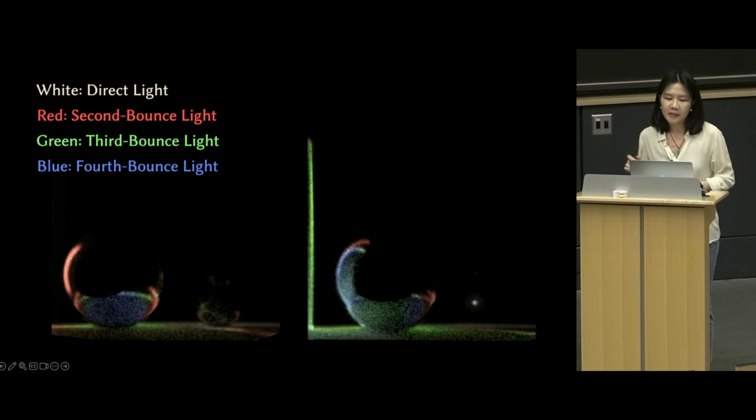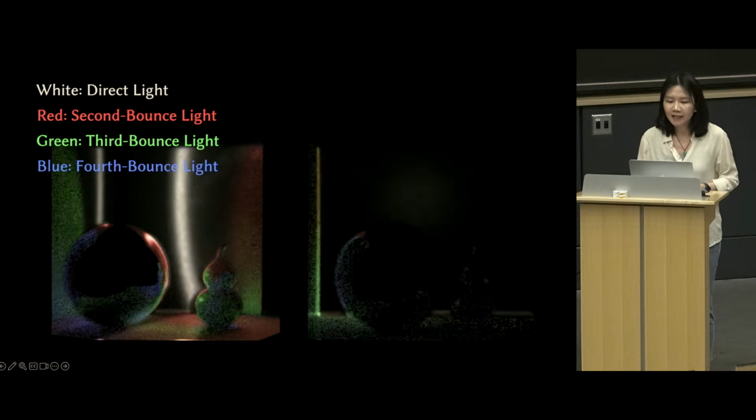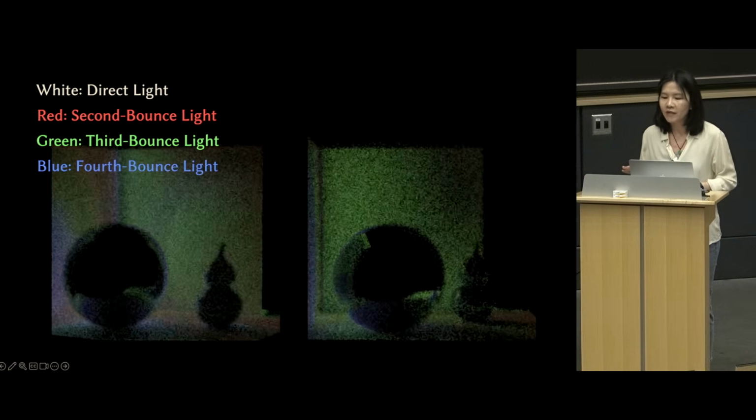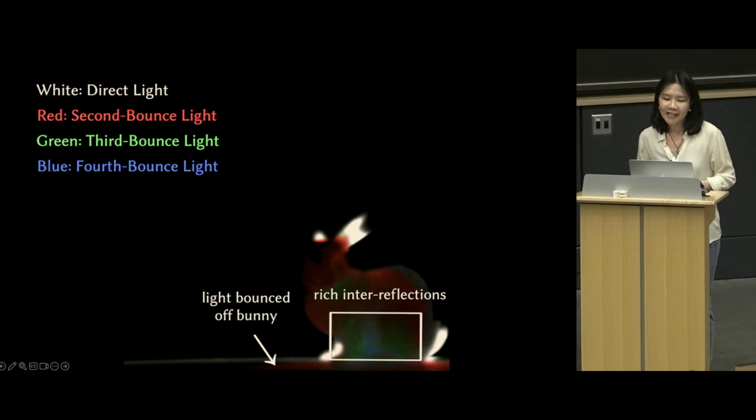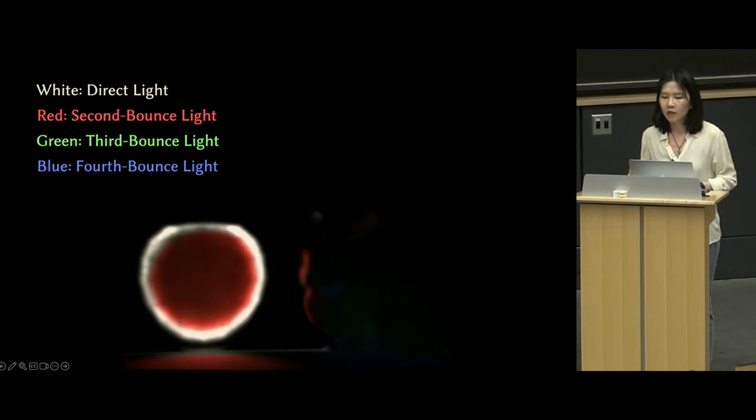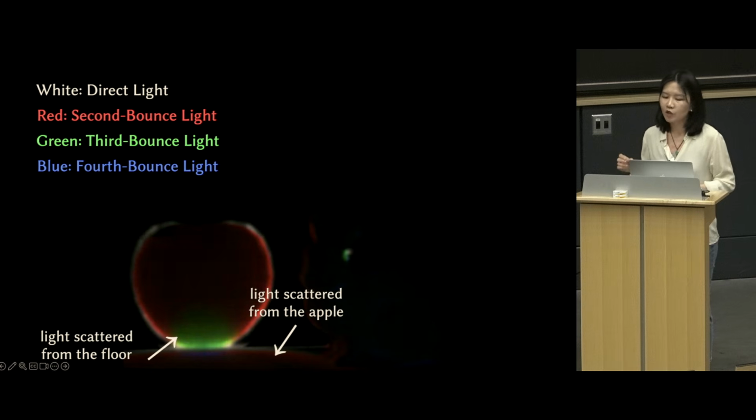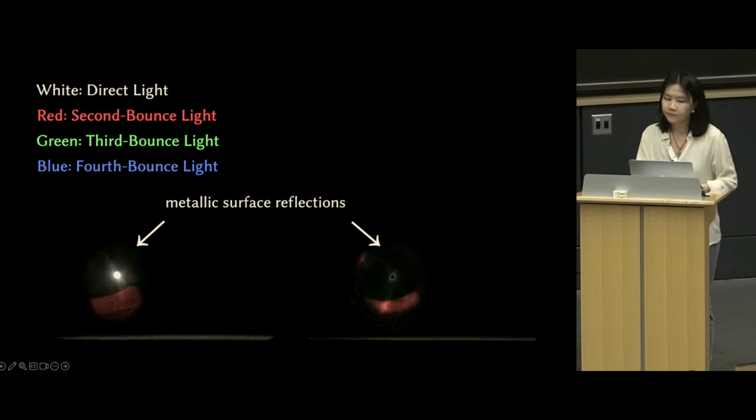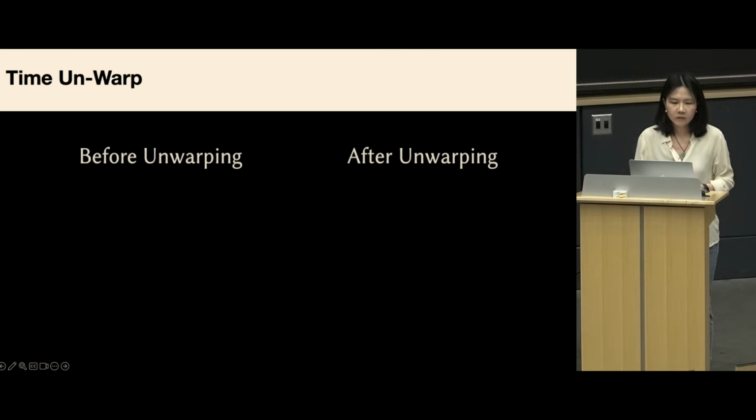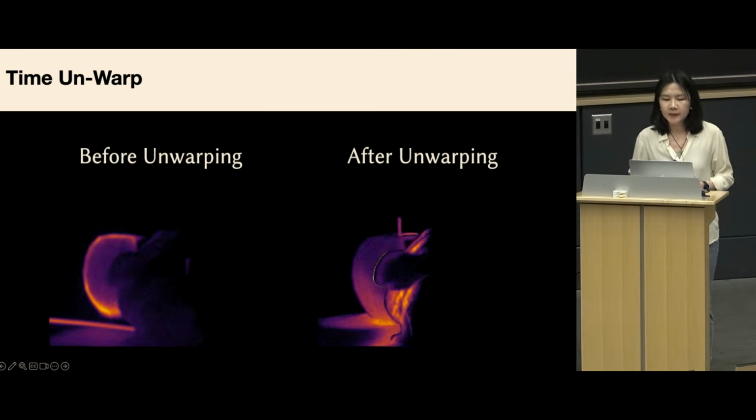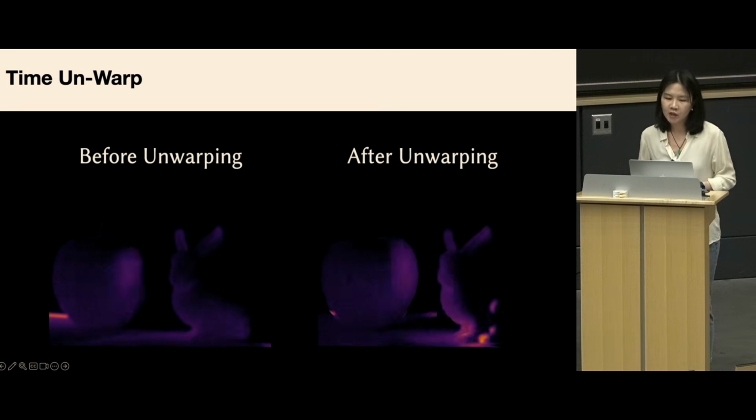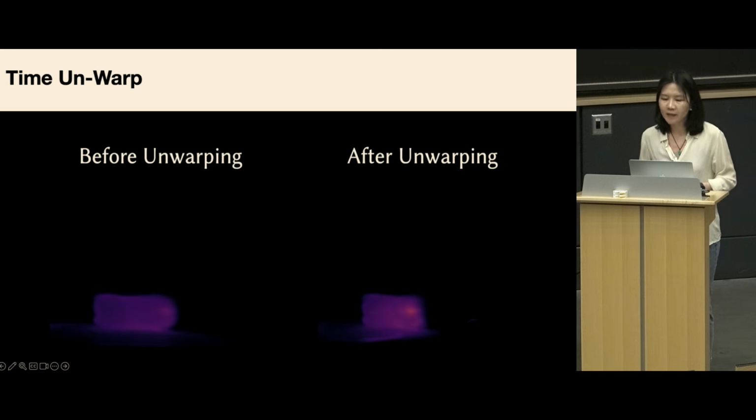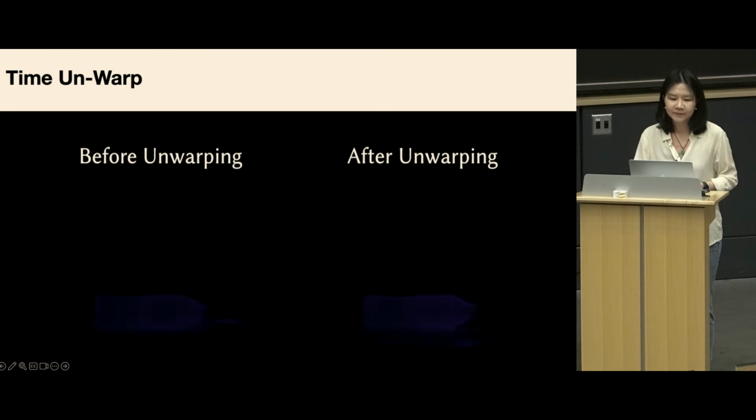In the first scene, we see the light transport between the surface of the apple and the ground. For the more specular case, the visualization shows lots more inter-reflection within the scene. We can further conduct time warp, meaning removing the propagation delay from the scene surface to the sensor to recover a physically correct light propagation video.